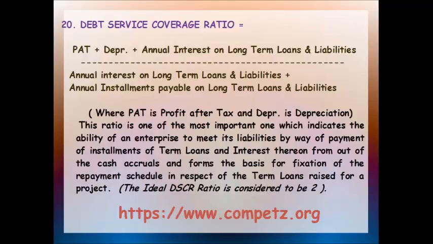So PAT is your profit after tax, DEPR is your depreciation. This ratio, which is also one of the most important ratios, indicates the ability of an enterprise to meet its liabilities by way of payment of installments of term loans or long-term loans and interest thereon from out of the cash accruals, and forms the basis for fixation of repayment schedule in respect of the term loans raised for a project. So the ideal DSCR, debt service coverage ratio, is considered to be 2.